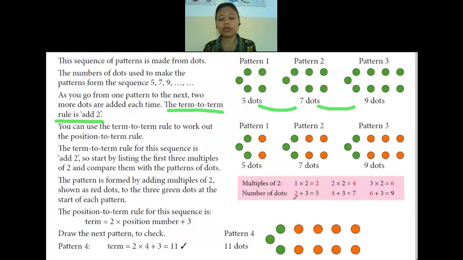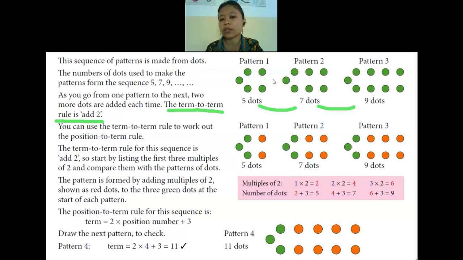Today we are going to find the position to term rule. So the first thing you have to do to find the position to term rule is finding the term to term rule. For example, like this pattern, we already have three patterns in here. The first thing you have to do is to count how many dots there are on each pattern.